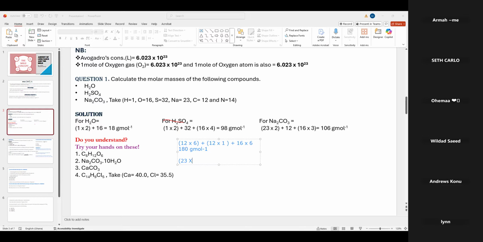23, right? Multiplying by 2, plus 12. Our carbon is 12. Do we all know that? Yes, sir. Okay. And then how many oxygen atoms? 3. Yes, so 3. Exactly. So we have 3 times 16. Then plus. Now, the problem with this particular question is you are seeing 10 moles of water.